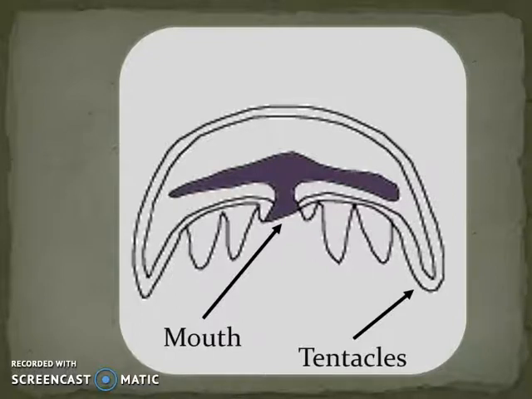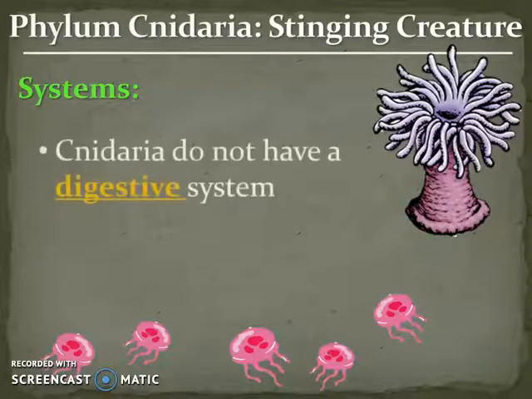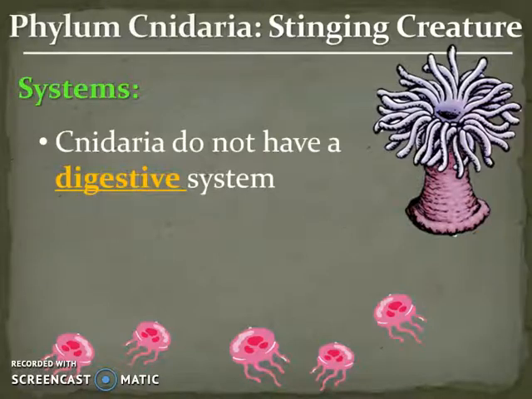Cnidaria do not have any systems. They don't have a digestive system. All they have is an opening that holds food and puts it back into the ocean. And they do not have a circulatory system. They don't have blood pumping. Nope, their cells are just talking to each other.